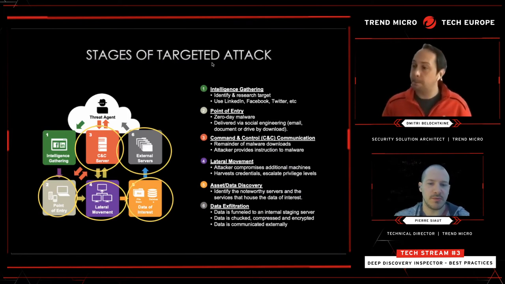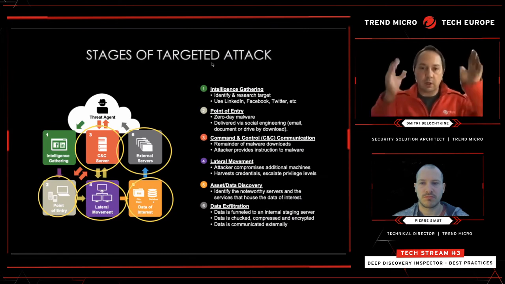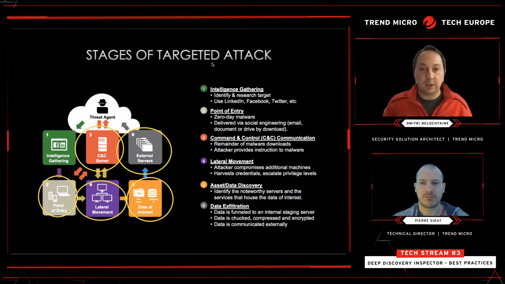And Dmitri, what's the relation between these stages of targeted attack and the DDI product? How do we link it together? Yeah, it's a very good question, Pierre. Deep Discovery Inspector is able to recognize actually all six stages of this attack type, and it will attribute different detections. Imagine that when the attacker is working, there will be multiple detections, right? And you will have a dump of different signals from the system. So Deep Discovery Inspector is able to recognize these attacks, and it will attribute each detection to a specific attack.